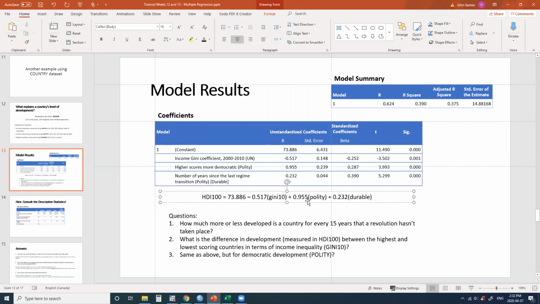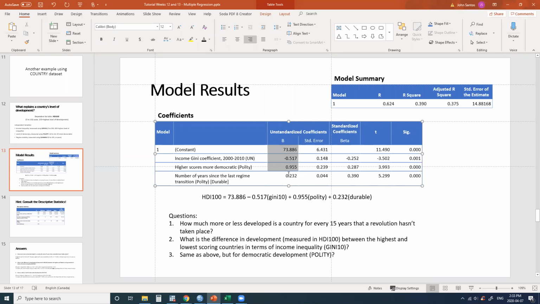Polity, positive 0.955. So for every point increase in a country's polity score, their HDI score goes up by almost a point, right? Goes up by 0.996 points. And then durability, a measure of regime stability, 0.232. So in substantive terms, for every year that a country has not had a revolution, its development index score will increase by 0.232 on average.